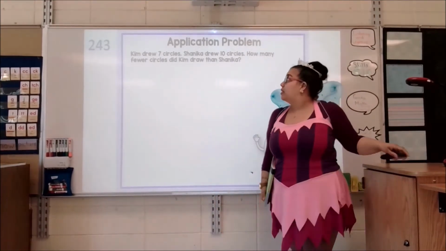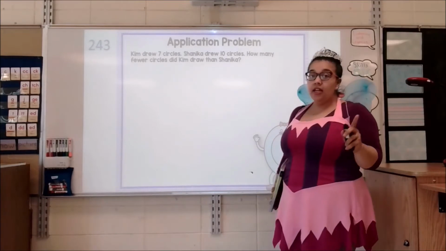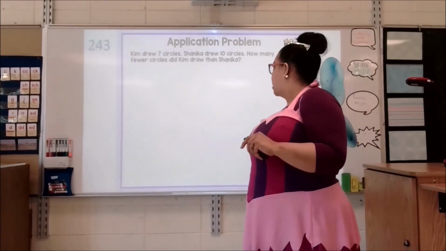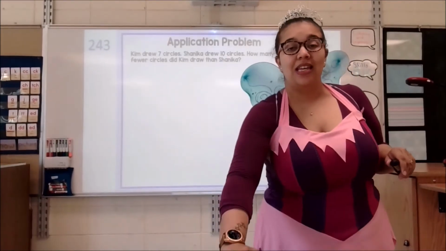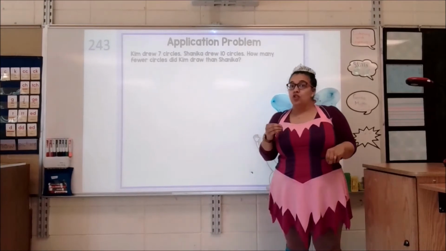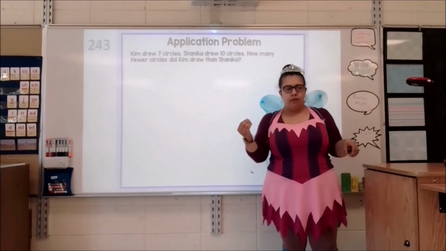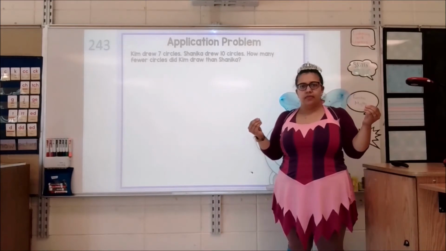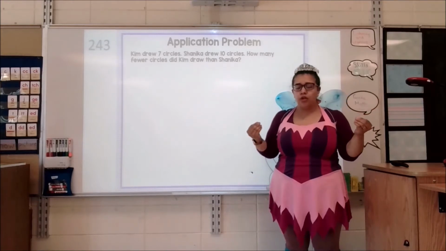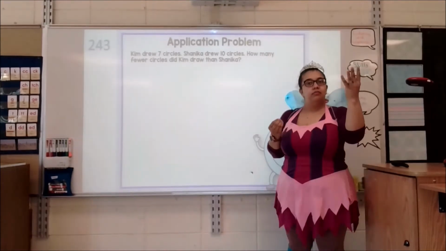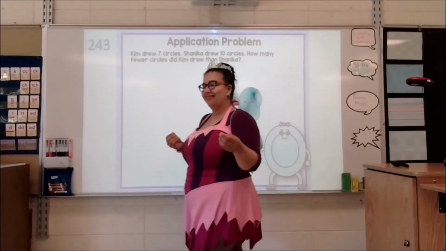Kim drew 7 circles. Shanika drew 10 circles. How many fewer circles did Kim draw than Shanika? So are we comparing them or are we putting them together? We are comparing them. Good. Use that information to help you set up your problem. The video's going to ask you to answer the question.